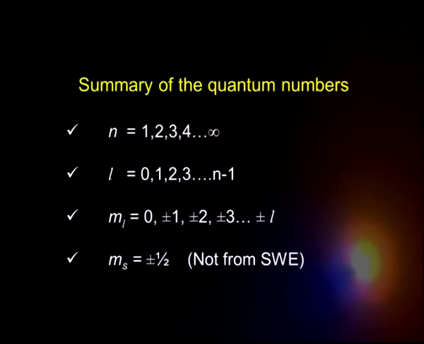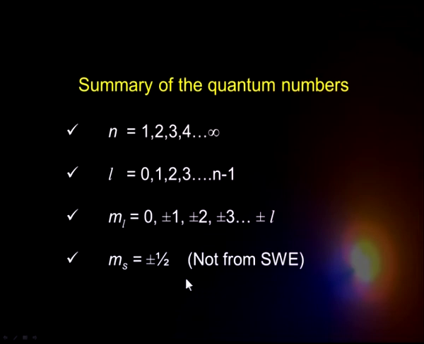Let's understand that. Before we continue, let's put them together and recall that n has a value of 1, 2, 3, 4 up to infinity. l has a value of 0, 1, 2, 3 up to n minus 1. ml, the magnetic quantum number, has a value of 0, plus minus 1, plus minus 2 up to plus minus l. In addition to these three, we have one more quantum number which doesn't follow from our Schrodinger wave equation but has been imposed from outside. That is called the spin quantum number, given a value of ms equal to plus minus half.